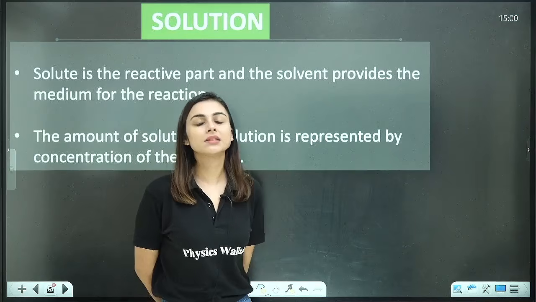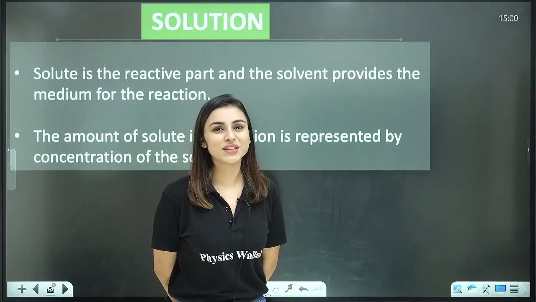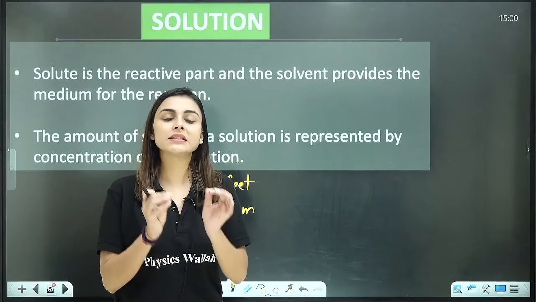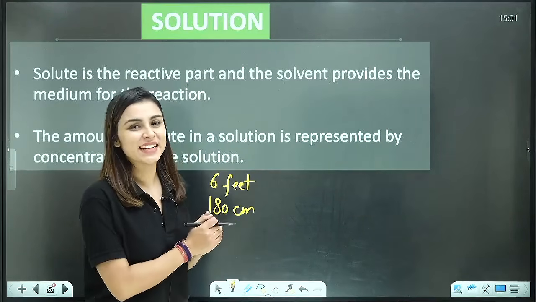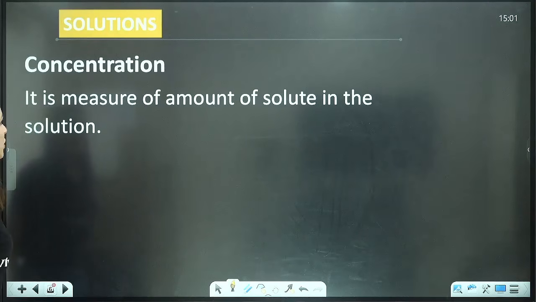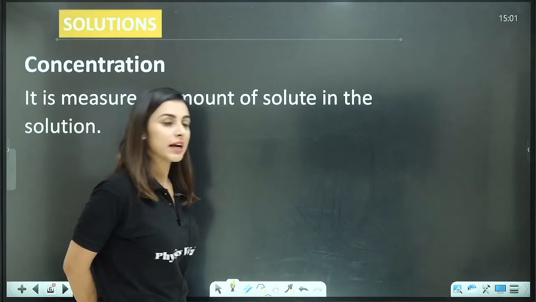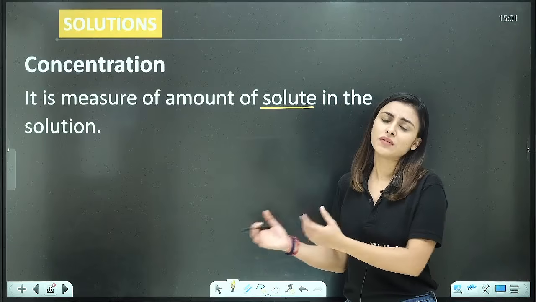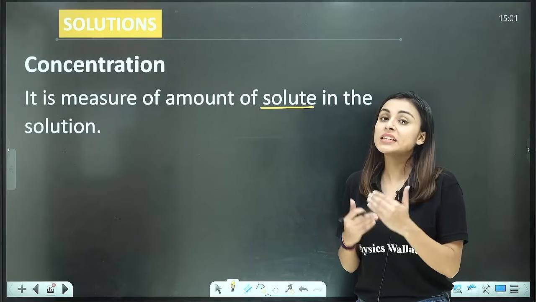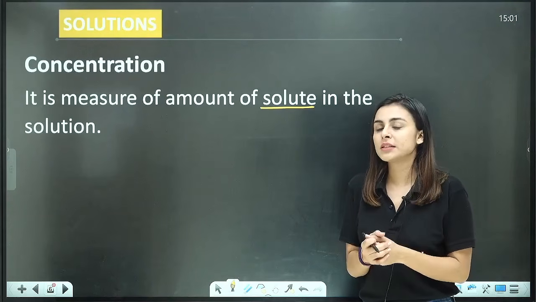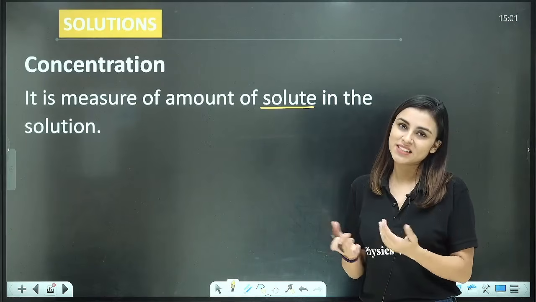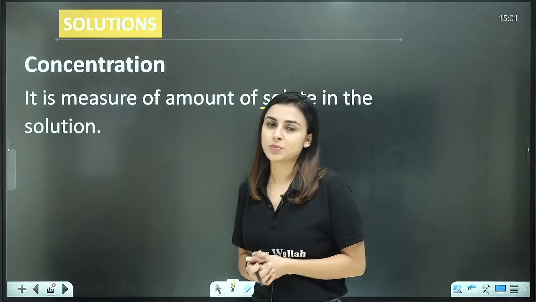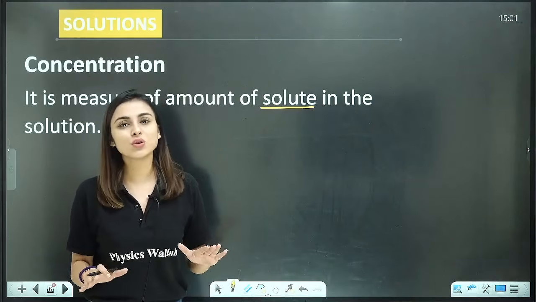Now we are going to discuss different types of concentration terms. You are going to love this part because most of the numericals are asked from it and it is the easiest part of this chapter. So let us start. Concentration is the measure of the amount of solute in the solution. Again, the same thing, my dear students: how much solute is present in a particular amount of solution. You just express it in different ways, sometimes in grams, sometimes in moles, or sometimes in kgs. We are going to discuss all those expressions.